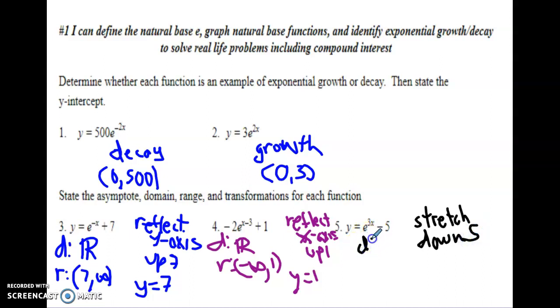The domain is all real because this is an exponential function. And the range, because it's been shifted down 5, now goes from negative 5 to infinity. That's an infinity sign. And the asymptote is y equals negative 5.